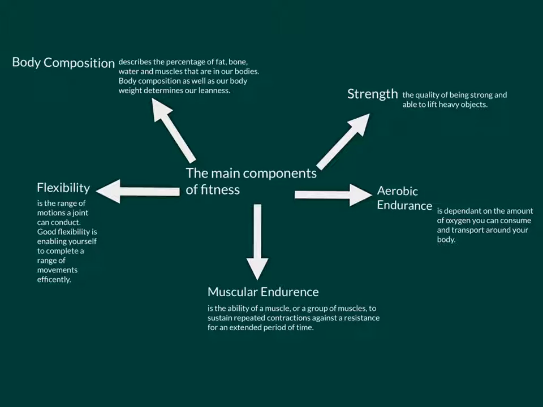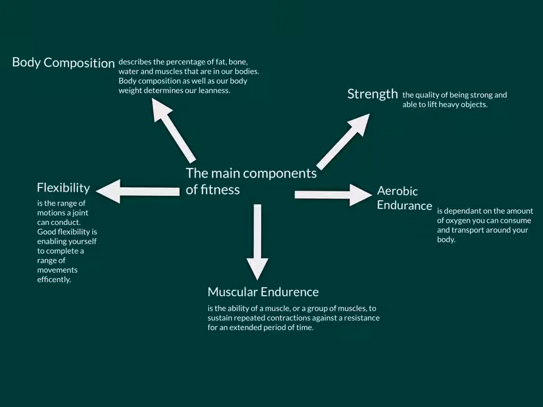Body composition describes the percentage of fat, bone, water and muscles that are in our bodies. Body composition, as well as our body weight, determines our leanness. Strength. Strength is the quality of being strong and able to lift heavy objects.